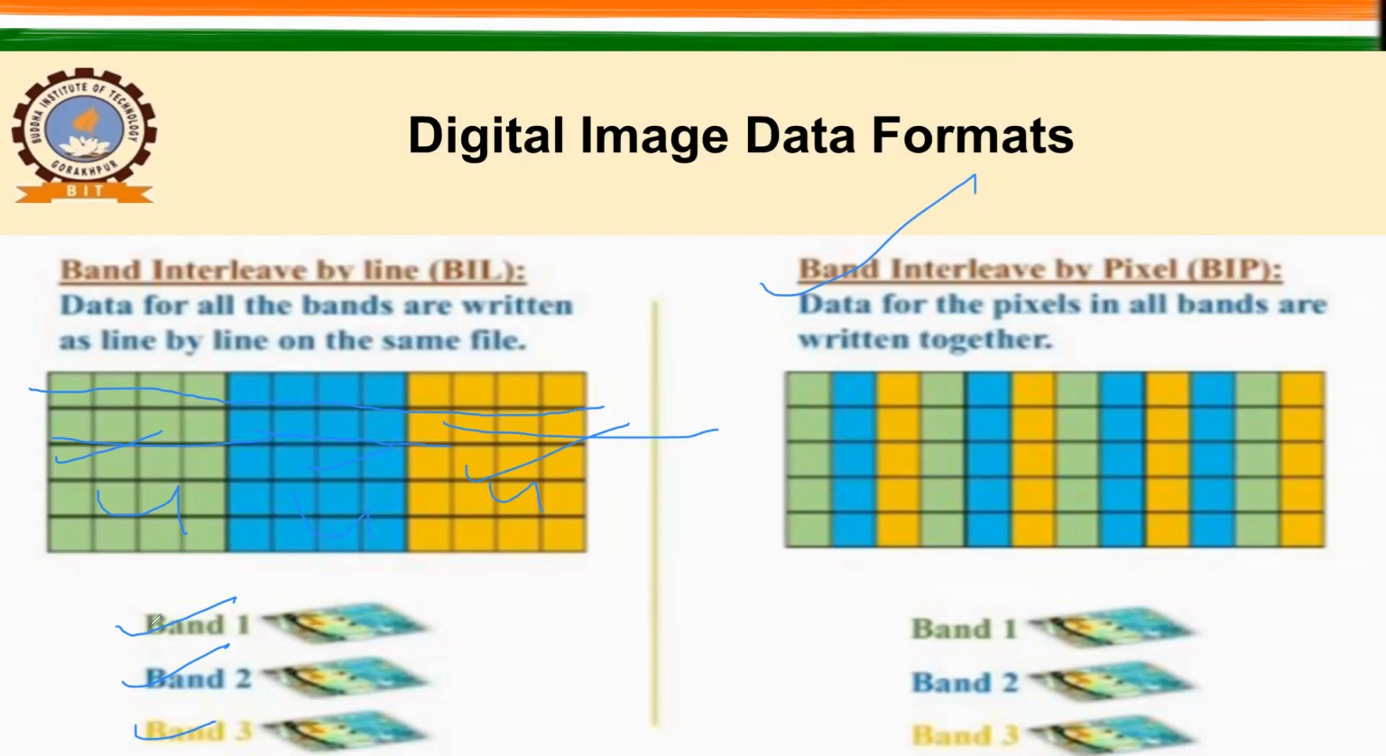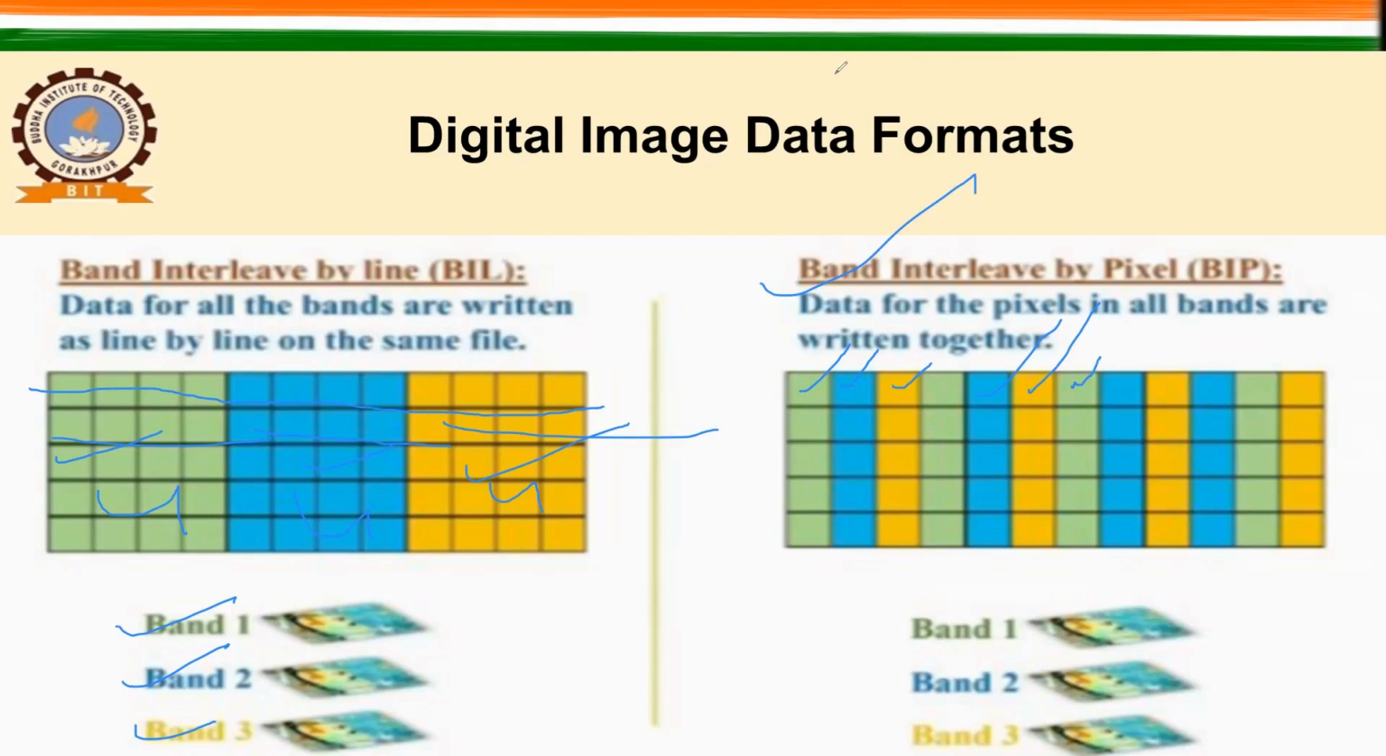So here, pixel wise: first pixel of the first band, first pixel of the second band, and then first pixel of the third band, then second pixel of the first band, second pixel of the second band, second pixel of the third band. Likewise, we will complete this data. So here we have now understood the 3 different types of file or data format in which we can save our remotely sensed images.